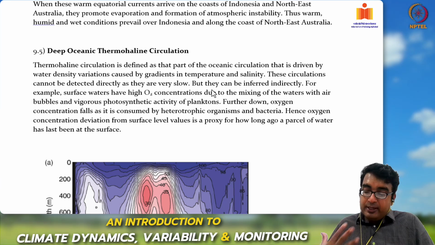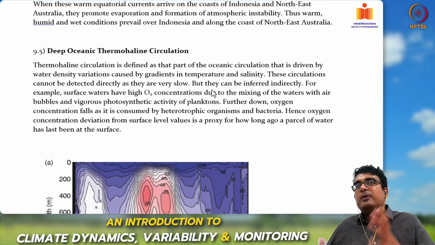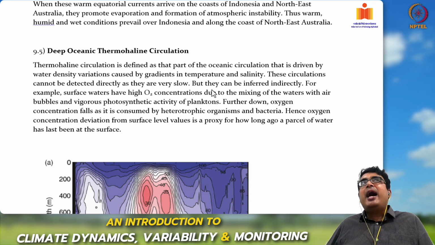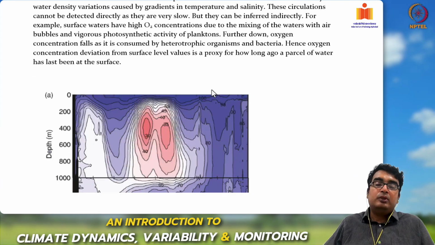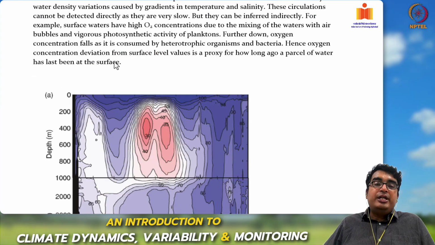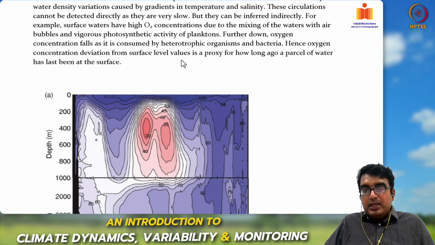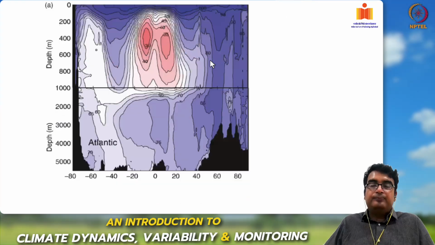So, if a certain water coming from a certain depth of the ocean has very low oxygen concentration compared to that on the surface, we would know that these oceanic waters have spent a lot of time away from the surface. So, oxygen concentration deviation from surface level values is a proxy for how long ago a parcel of water has last been at the surface.